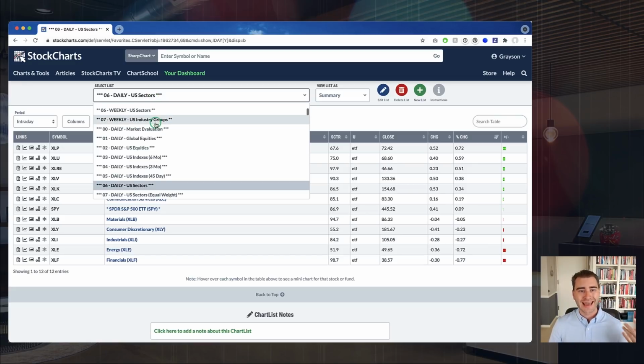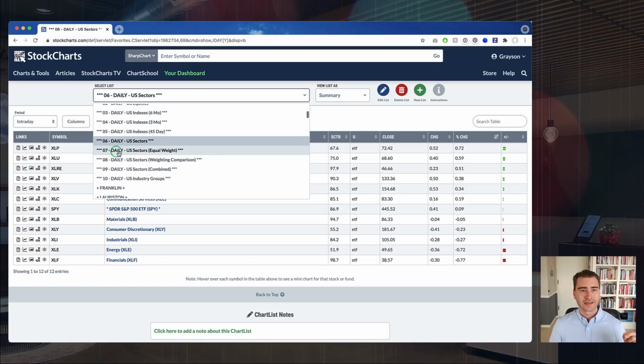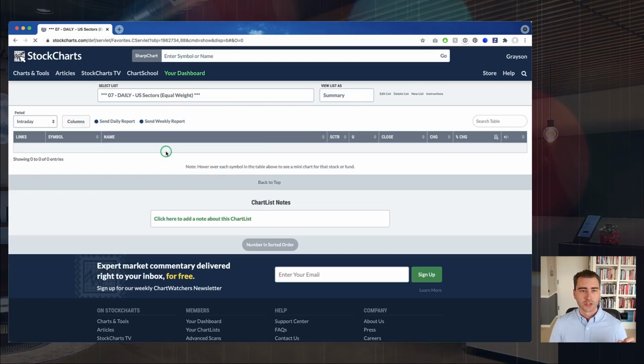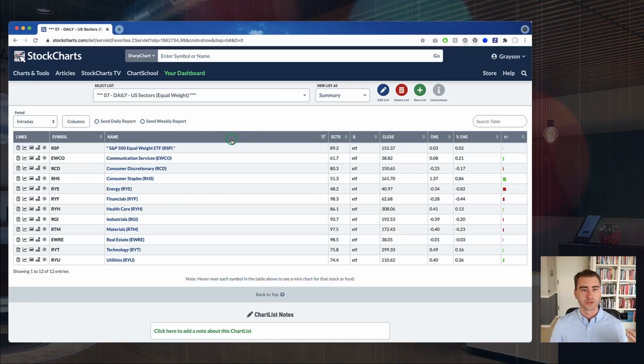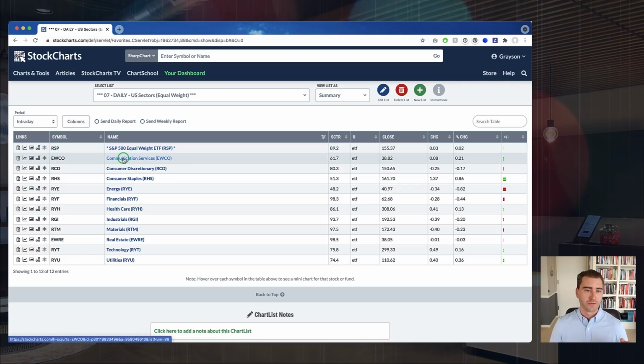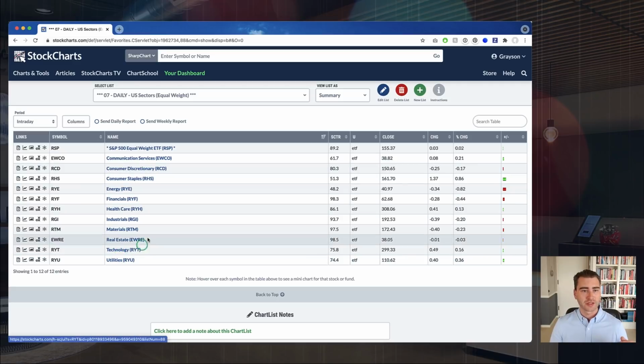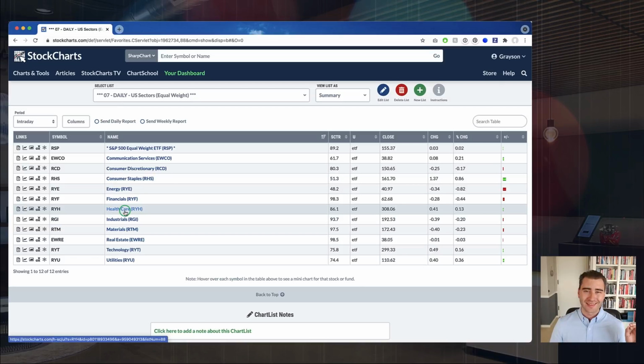So I do that by creating a second list. I've got, again, a US sectors list, but you'll see this one has an equal weight label. So when I click over to that, now we're looking at a list that looks very, very similar. We'll actually sort this by name. Again, we've got the S&P 500, but in this case, we're actually using the equal weighted S&P 500, which is RSP. We've got all of our 11 sectors of the market, but all of these are in an equal weight flavor. So we've got that same list, but in a slightly different view.